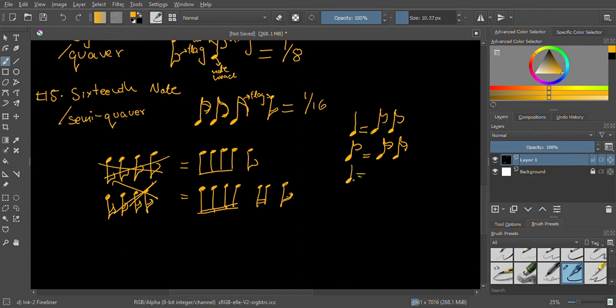Same routine, I encourage you to pause the video. And the answer is, how many 16th notes? Well, there are exactly 4. There are 4 16th notes in one quarter note. And what does this mean? That a quarter note is 4 times as long as a 16th note.